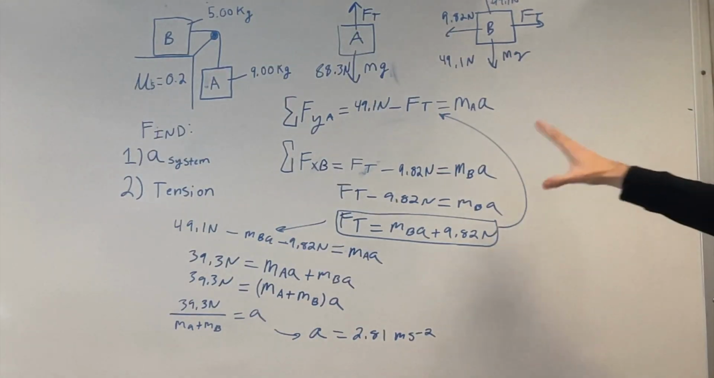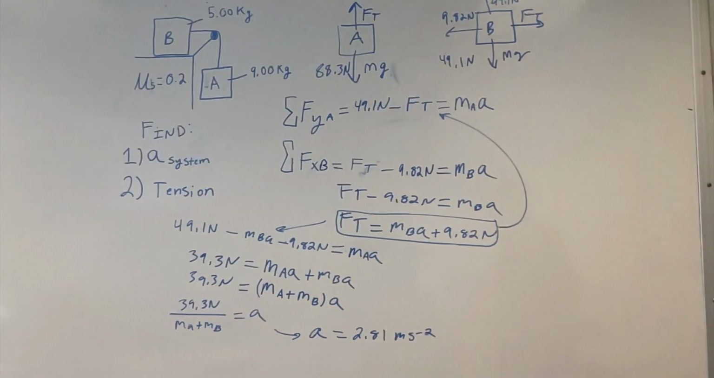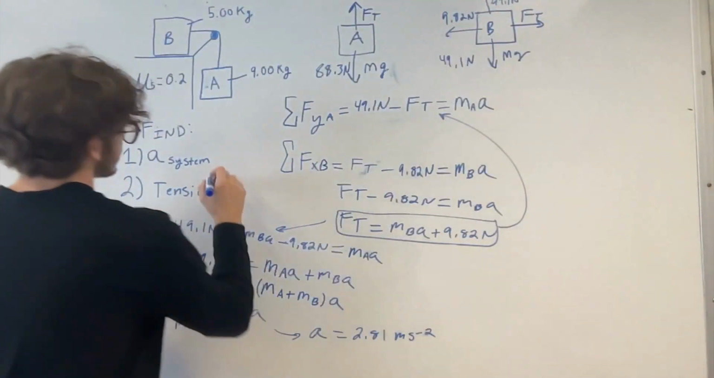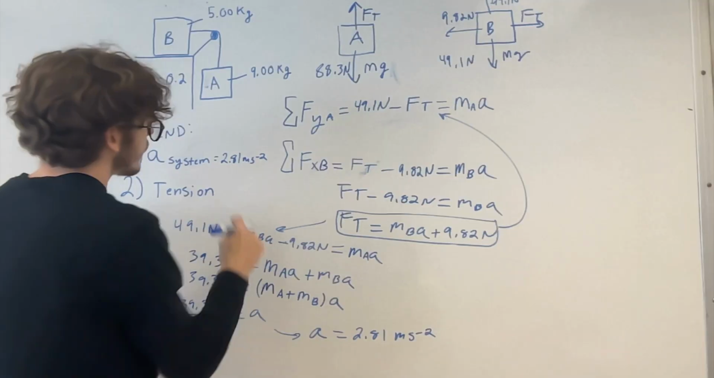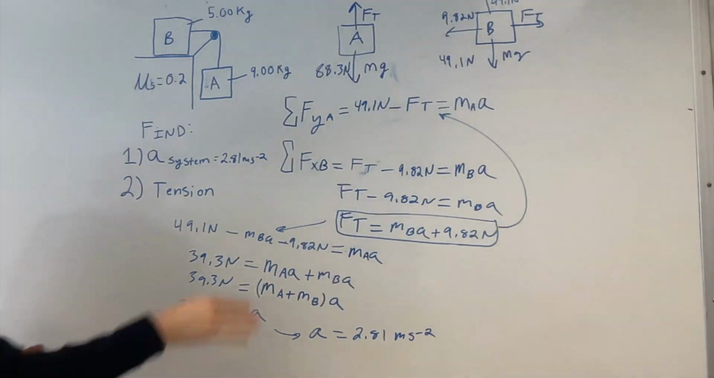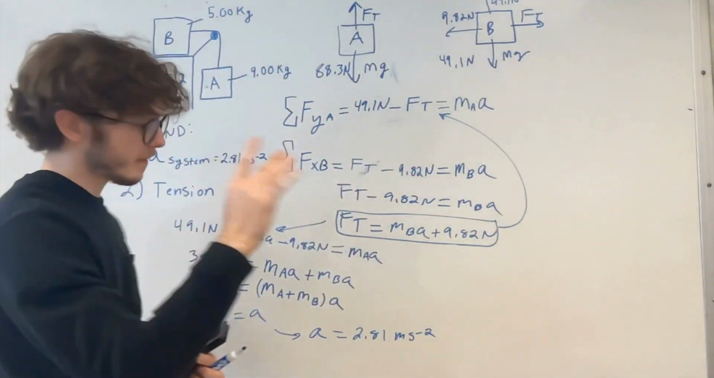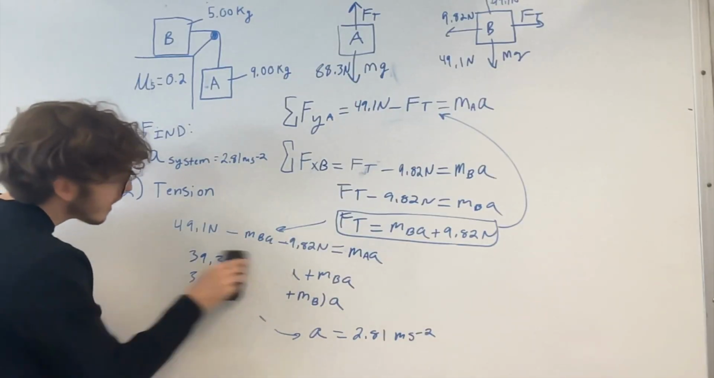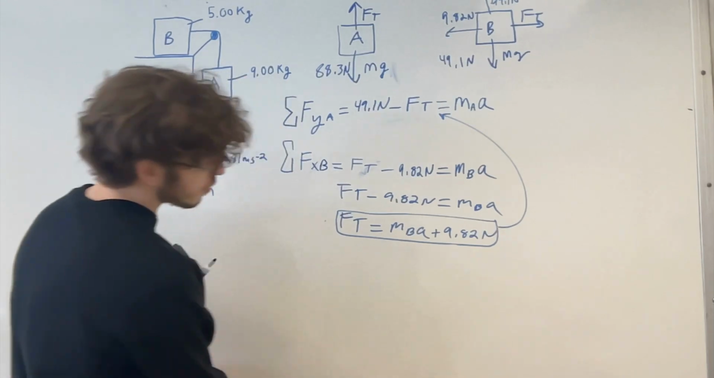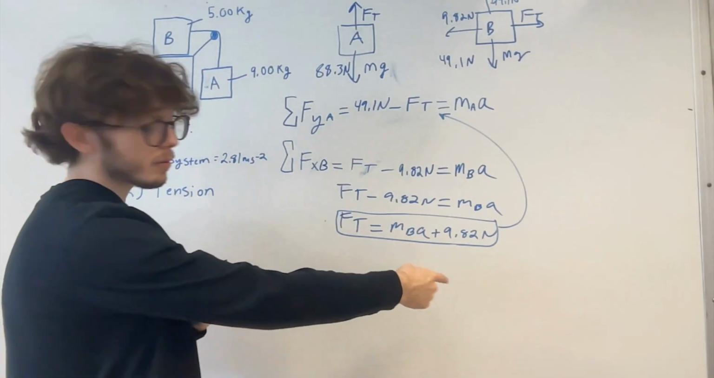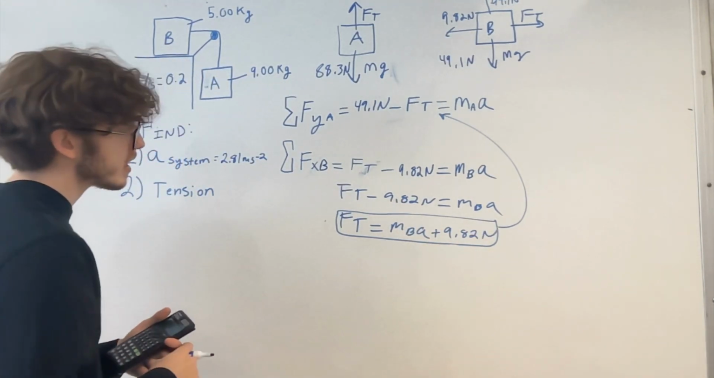Look at the math. Let it sink in. I'm going to erase it here. But we know the acceleration of the system is equal to 2.81 meters a second. So we found that. Now, let's find tension. How can we find tension? Take one of your formulas. In fact, we could take this one here. We could solve for force of tension just like this.